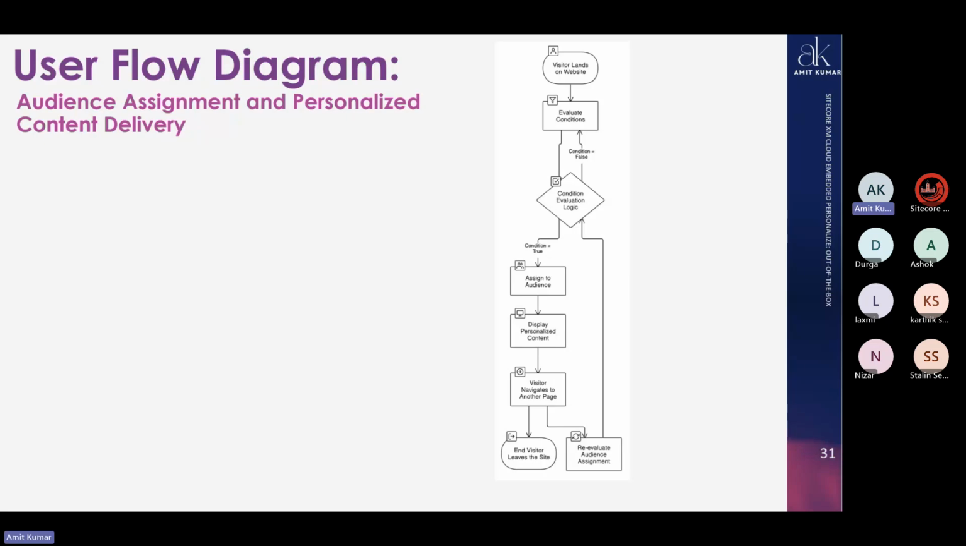On the basis of that, the system will check the visitor against a set of predefined conditions like page views, location, and behavior. If conditions are evaluated and it's true, then it assigns the audience and displays the personalization content. And if the visitor is visiting another page also, then again follow the same process.